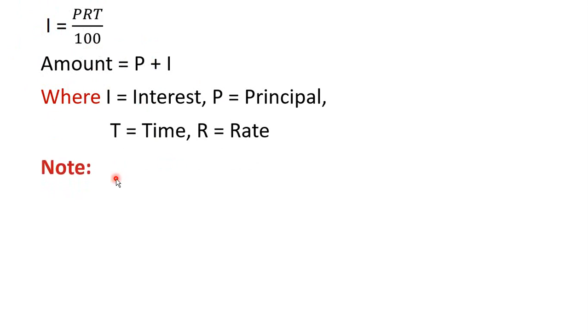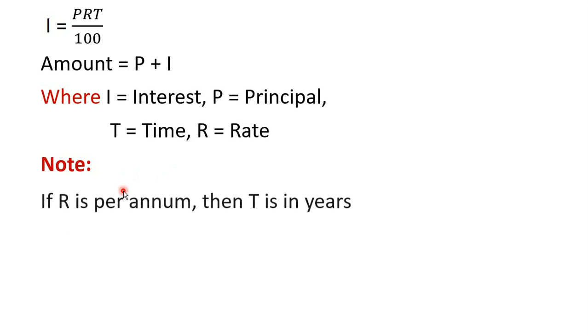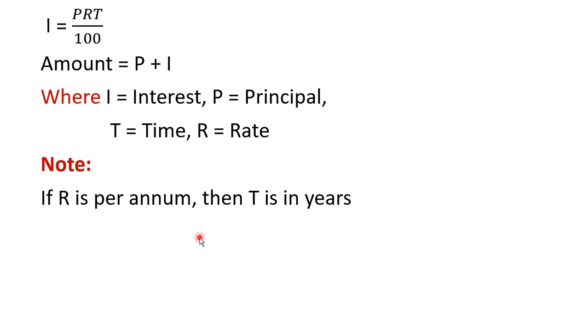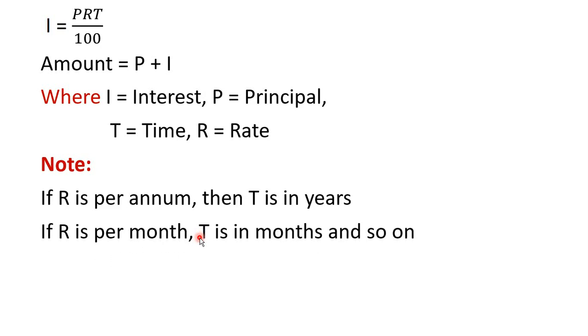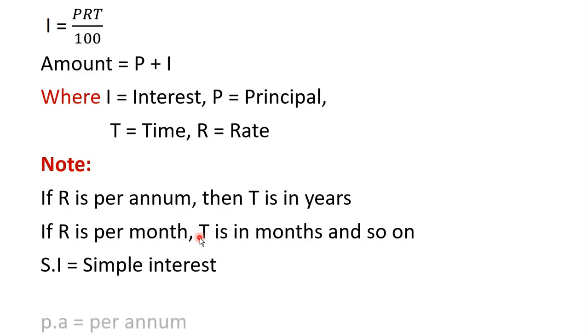Let us make a note here. Let us note that if the rate is per annum, then the time is in years. And if the rate is per month, then the time is in months, and so on. For example, if the rate is per day, then the time will be in days. If the rate is per week, then the time will be in weeks, and so on. Also, let us note that SI is used to represent simple interest, and PA is used to represent per annum.